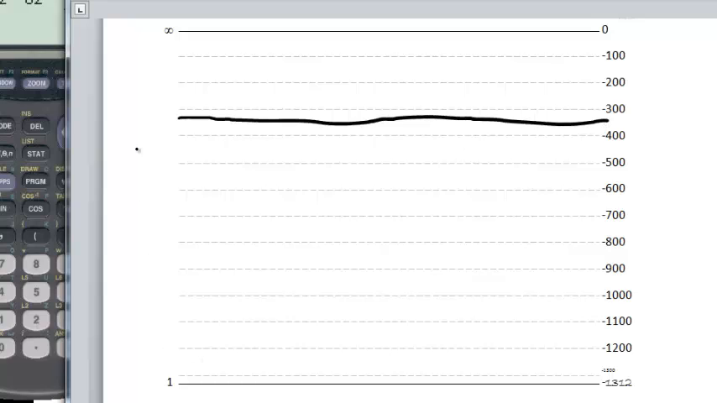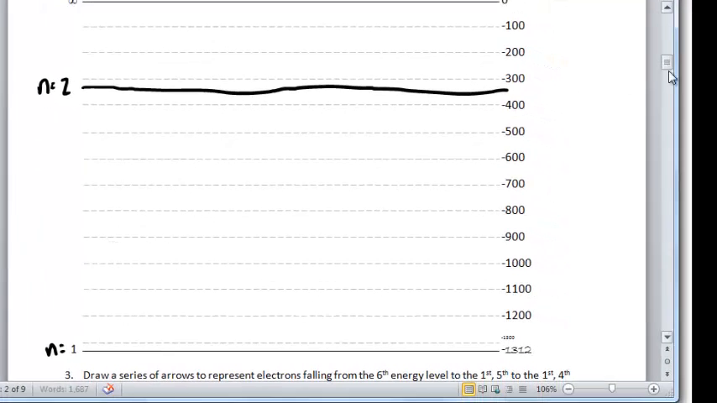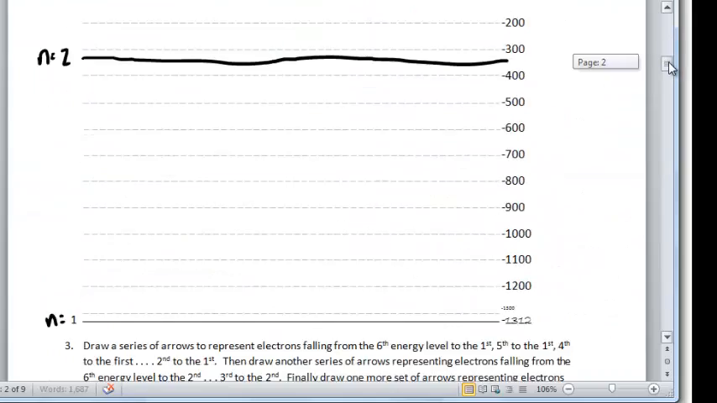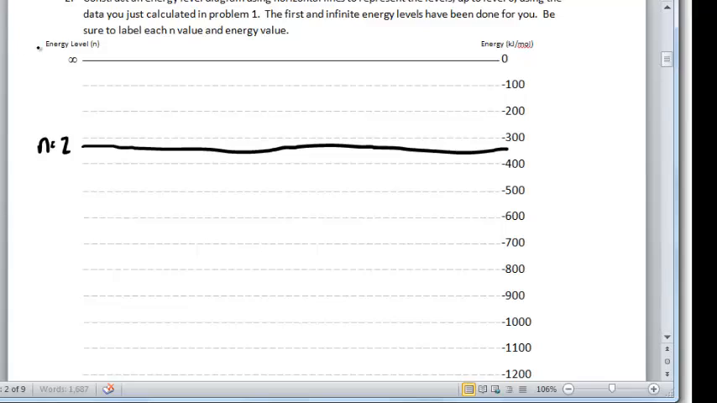Okay, now notice, guys, this is n equals 2. This is n equals 1. Okay, you'll do this for n equals 3, 4, 5. Let's see, how many did the lab? And 6. Okay, so you're going to do that for all 6. There is an n equals infinity here because technically the electron has the ability to leave the atom.